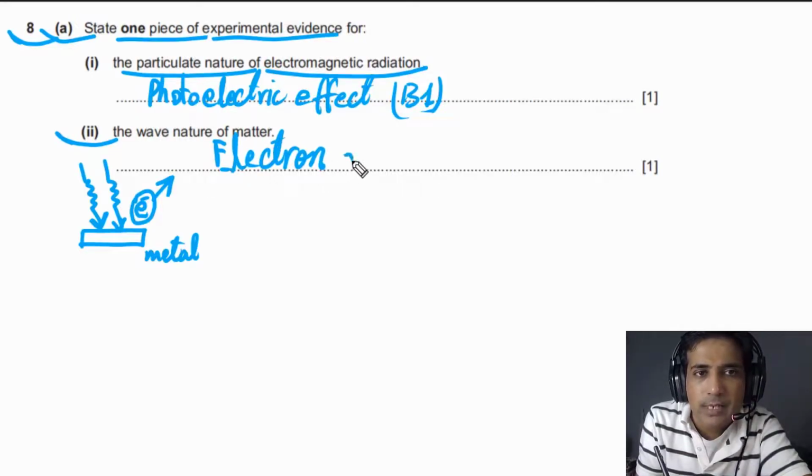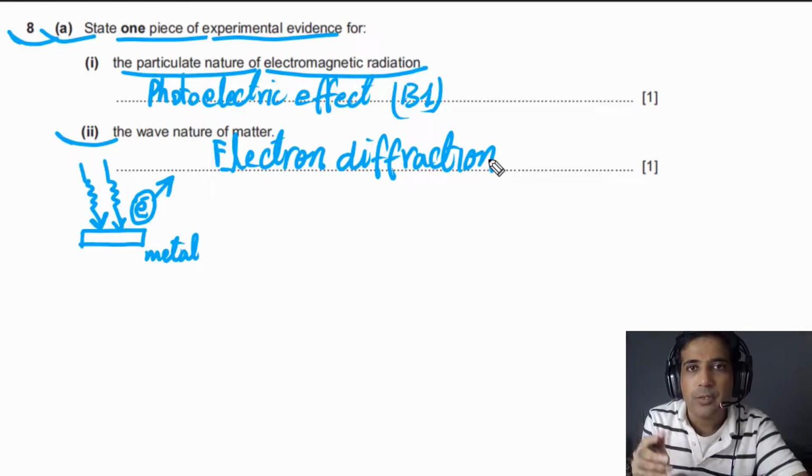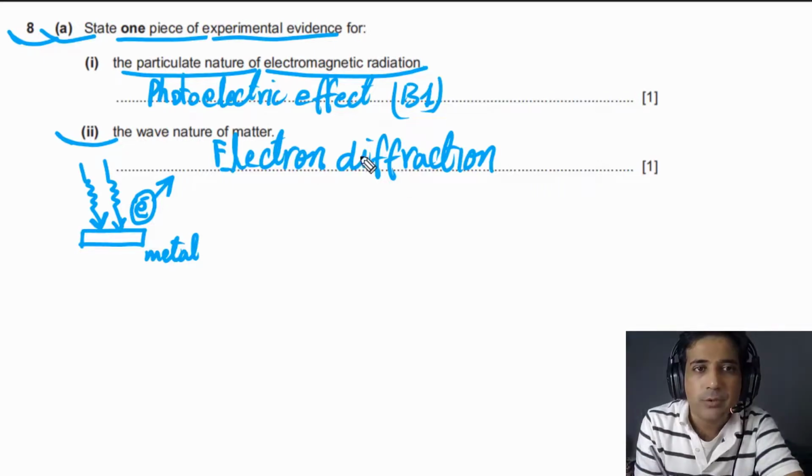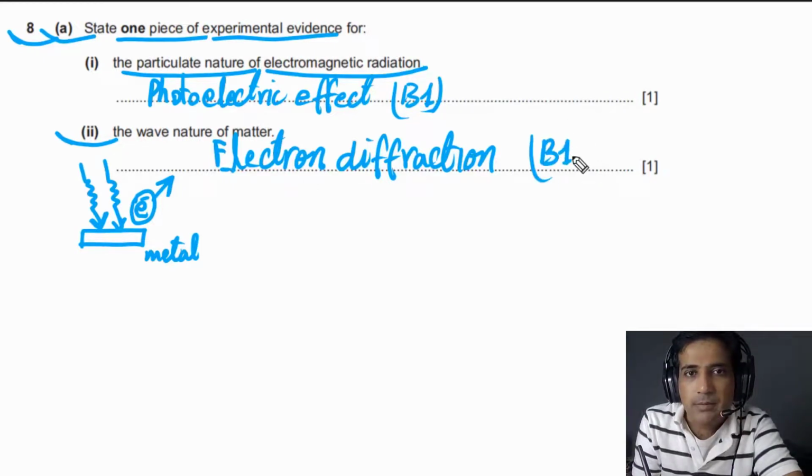Electron diffraction actually takes place due to the size of atomic spacing. If the size of atomic spacing and the wavelength of the moving electron are almost the same, then we will observe significant diffraction. So simply you can say electron diffraction, and this question has only 1 mark, that is a B mark.